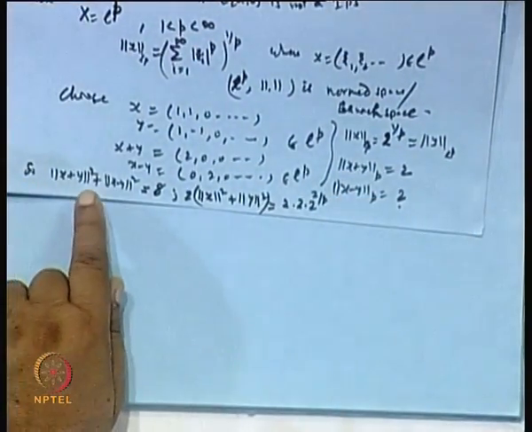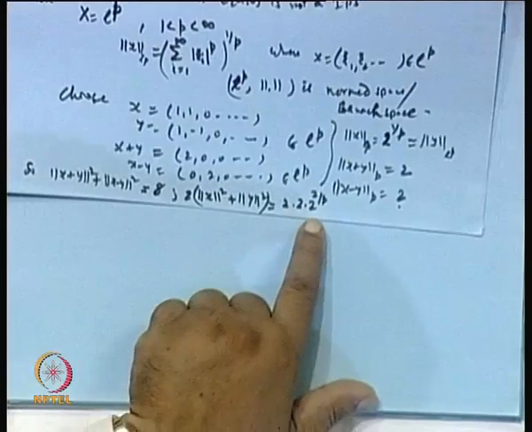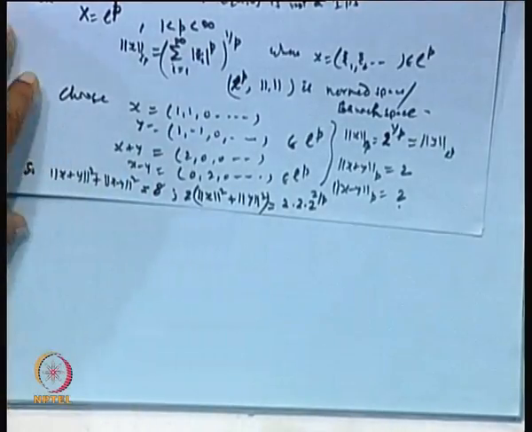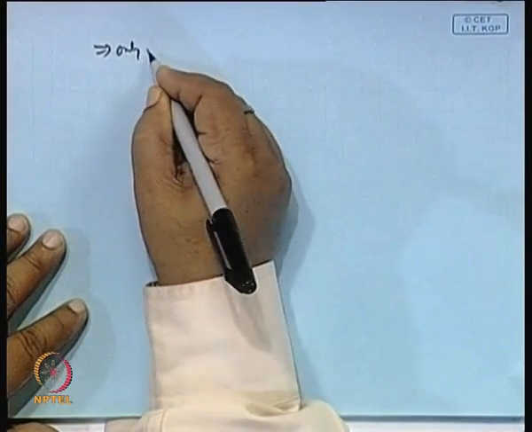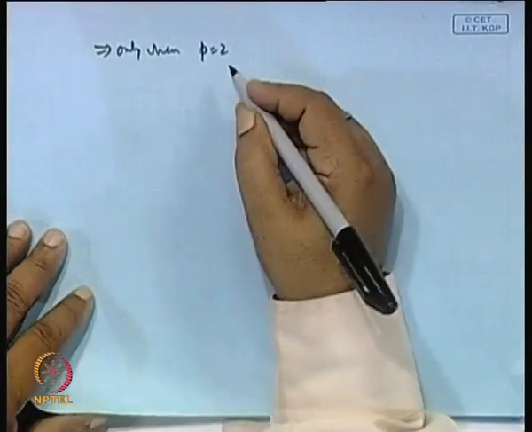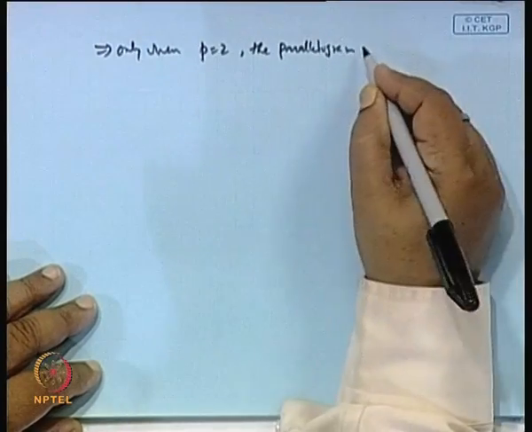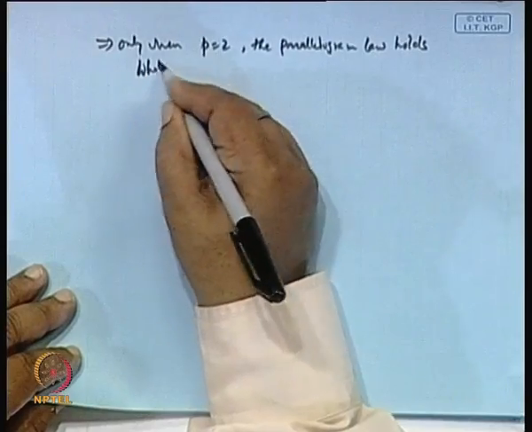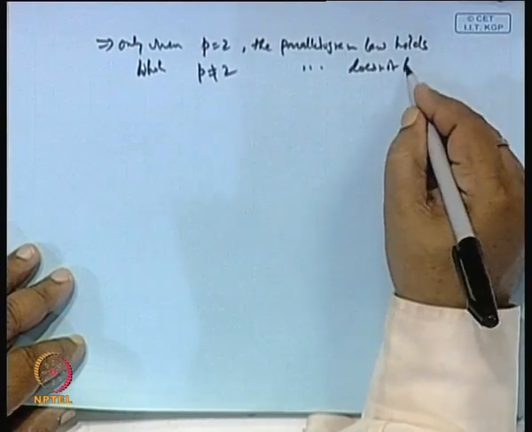Clear? Now, if I want this parallelogram law equality to hold, this is only possible when p is equal to 2. Otherwise, when p is different from 2, it will not be satisfied. So, only when p is equal to 2 does the parallelogram law hold, but when p is different from 2, the parallelogram law does not hold.